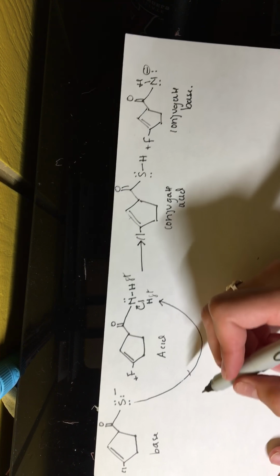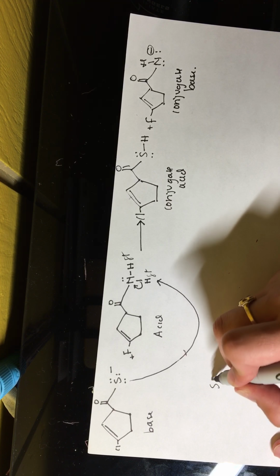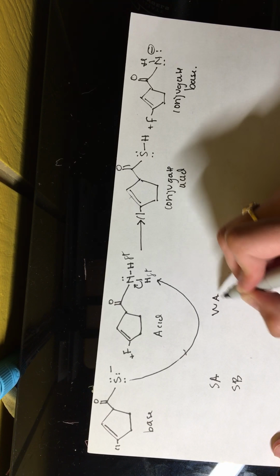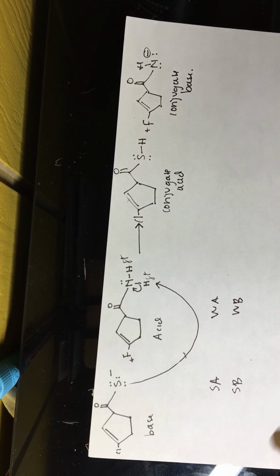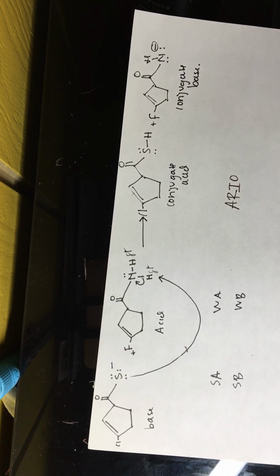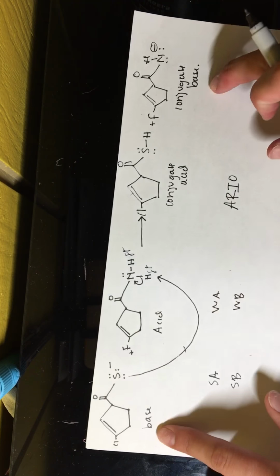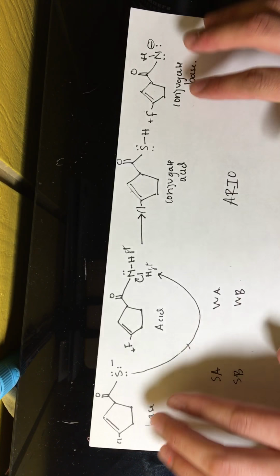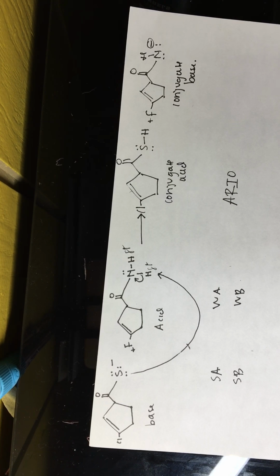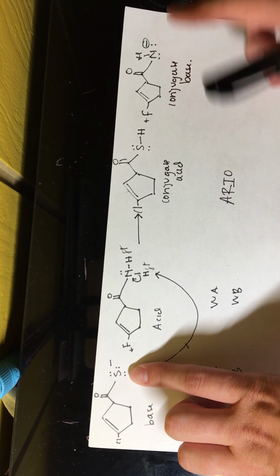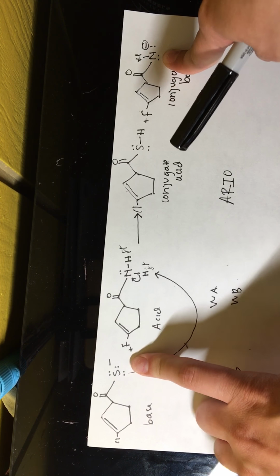So now we want to identify, okay, what is the strong acid, strong base, weak acid, weak base? To do that, we're going to use ARIO, and we're going to look specifically at the bases. Whenever we're looking to see which base is the weakest or the strongest, we're going to see where the negative charge lies. So we have a negative charge on this sulfur and we have a negative charge on this nitrogen.